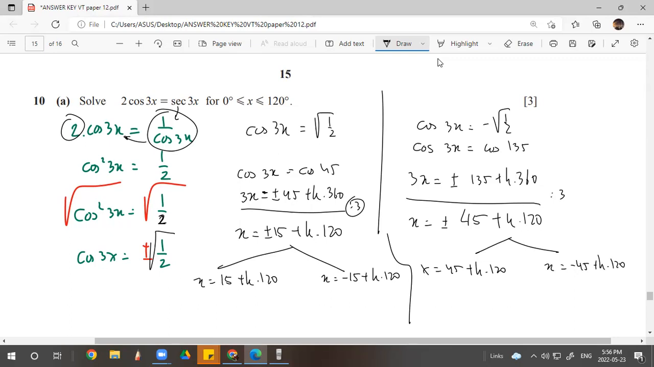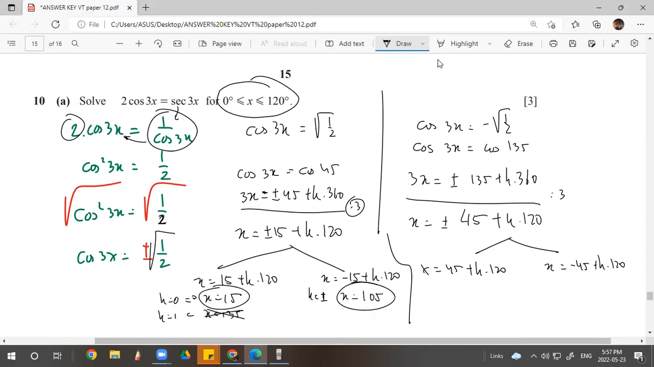So k can start from 0, and then x will be 15. If I start at 1, x equals 135, right? Because 1 times 120 is 120 plus 15. So it is not included because the limit is 120. So if k equals 0, it's no answer. Why? Because it's negative 15. If k equals 1, you get the answer. So x will be 105.